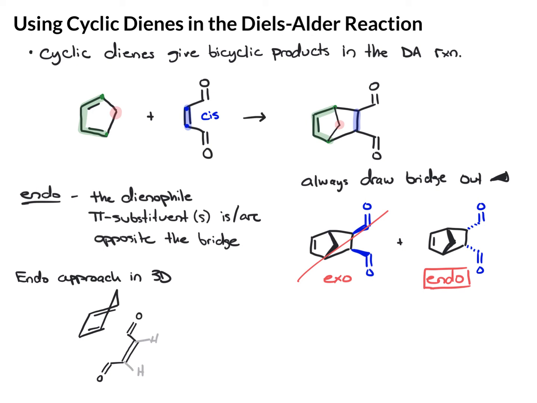Let's take a look at this endo approach in 3D. So what I've done is I've taken our cyclic diene and just drawn it in this envelope style conformation where the bridge is pointed upwards, and here's the carbons of the diene, and here's the dienophile. And what that does is it approaches from underneath this bridge here. So here's the approach where we're going to get bond formation. And these two carbonyls end up going back, and the hydrogens will come up in the same direction as this bridge.